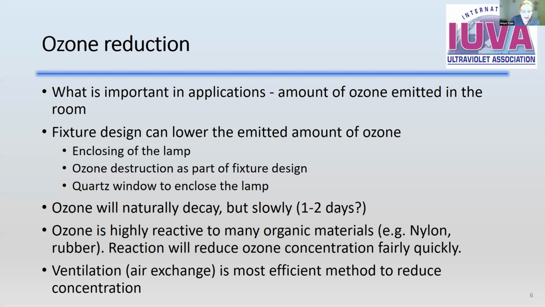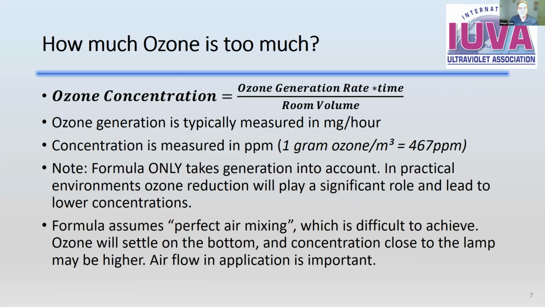Overall, the easiest way to lower ozone concentrations is, of course, ventilation, air exchange, and that is the most efficient and easiest way. Nonetheless, the goal should be to create the least amount of ozone in a room. The ozone concentration can be calculated. You can look into our paper for more details.